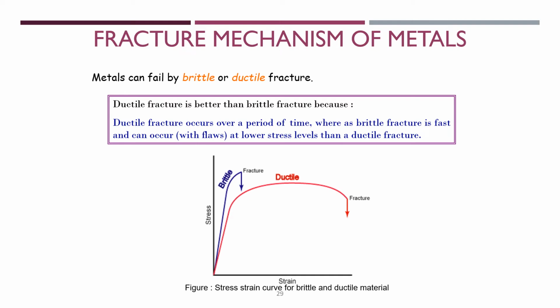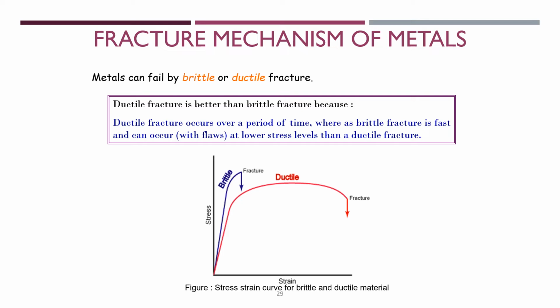Now we move on to another property that we can obtain from tensile tests, which is the fracture mechanism of a metal. Metal can fail either by brittle or ductile fracture. Ductile fracture is better than brittle fracture because ductile fracture will occur over a certain period of time, but brittle fracture is fast and it can occur with flaws at a lower stress level than ductile fractures.